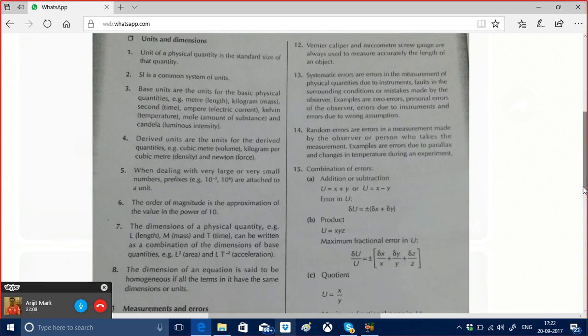Dimensional analysis: all the dimensions will be in terms of length, mass, time, that means in their standard form. Yes, standard form. You can also understand it like force. If you want to find the dimension of force, force equals mass into acceleration. Wait, I can explain that to you. Hold on, give me a second.